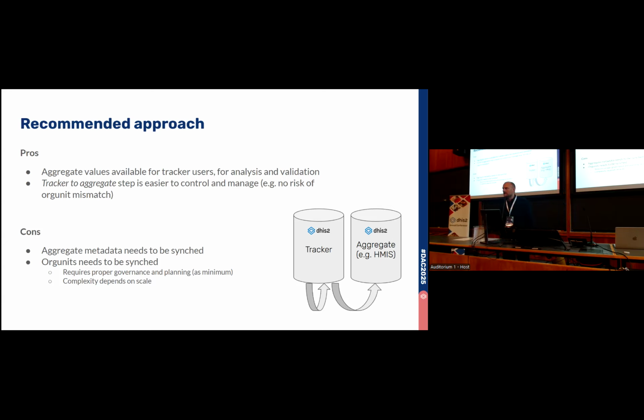Because you just have to deal with one instance, you know that the organization units within that instance won't create any problems. And it's, in general, just easier to maintain. The disadvantage here is, of course, that you need to have the aggregate metadata in that tracker instance, which can be an advantage in terms of analytics, but also needs one more thing that needs to be synced. And it does mean that you have to keep the org units in sync when you're doing the second step of actually moving your aggregate numbers from the tracker instance into the aggregate instance.